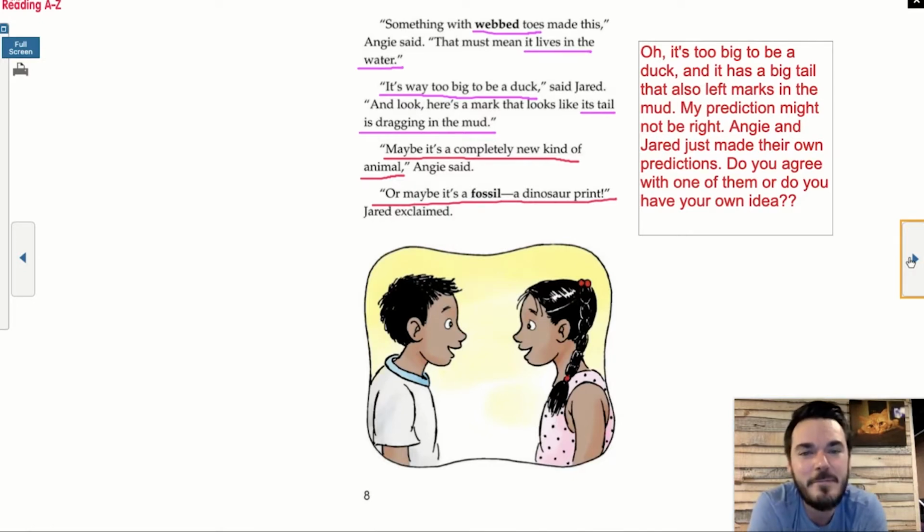I underlined some important information here, and I want to go back to my original prediction. It's too big to be a duck, and it has a big tail that also left marks in the mud. So my prediction might not be right. Angie and Jared just made their own predictions. Maybe it's a new kind of animal, or maybe it's a fossil. Do you agree with one of them, or do you have your own idea?